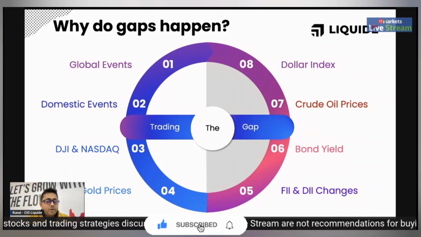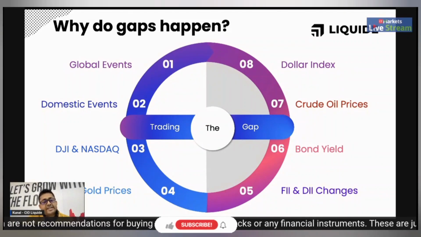What are the things that you should be looking at when you play gap up and gap down? And if you are trapped in a gap up or gap down, how do you come out of it? That's a very important thing, right?